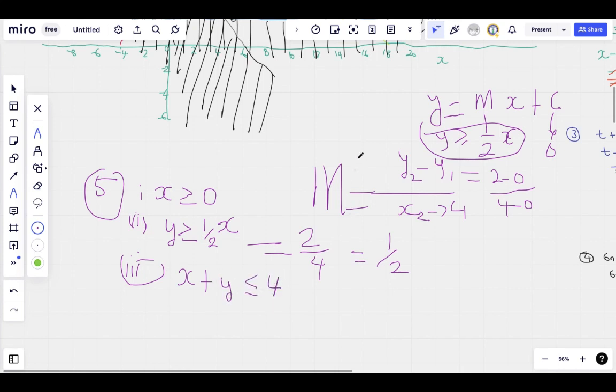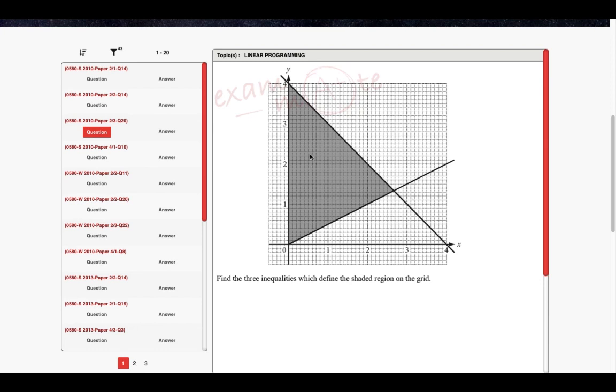This one is easy to determine. Once you have a line from 4 here, going to 4 here, just like the one we did for corn and wheat, it was 10 to 10. So we say C plus W is less than or equal to 10. You remember that? So here is 4 and 4. So you just say x plus y is less than or equal to 4.